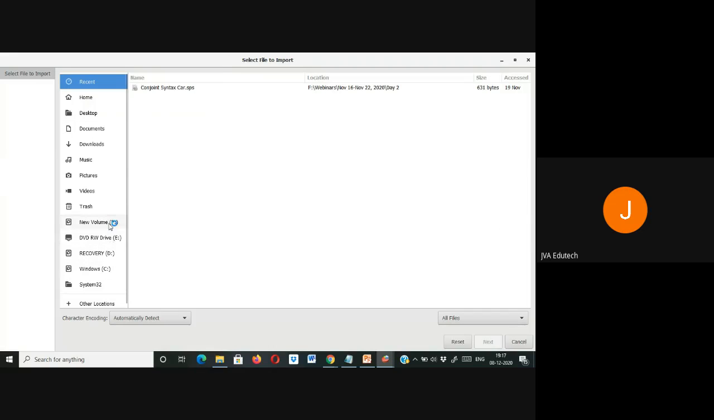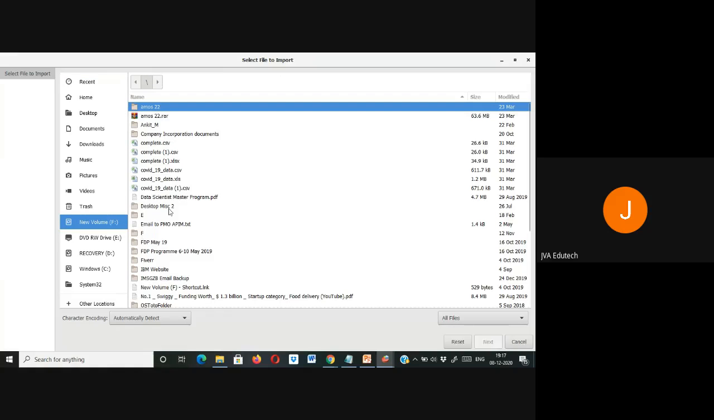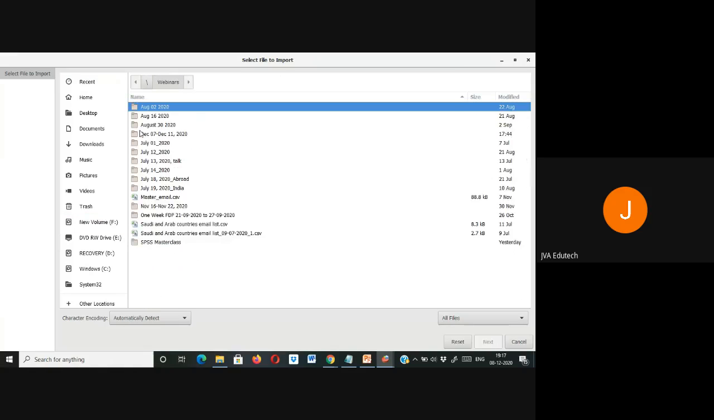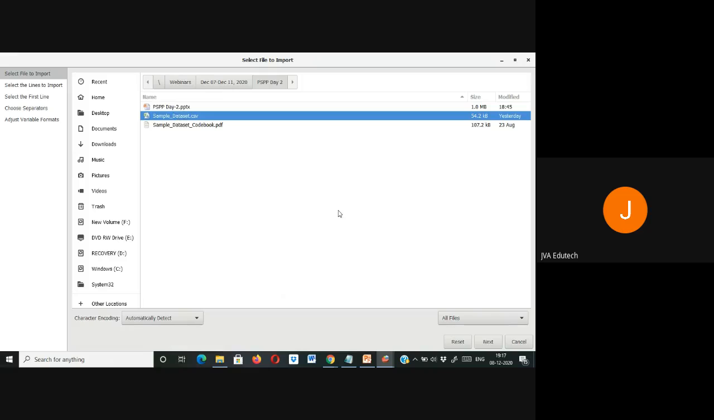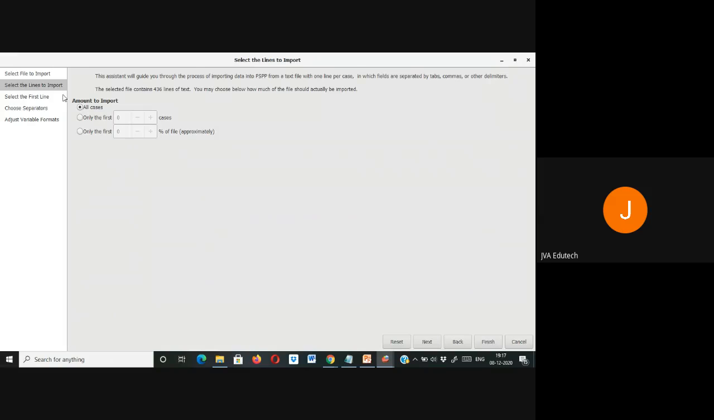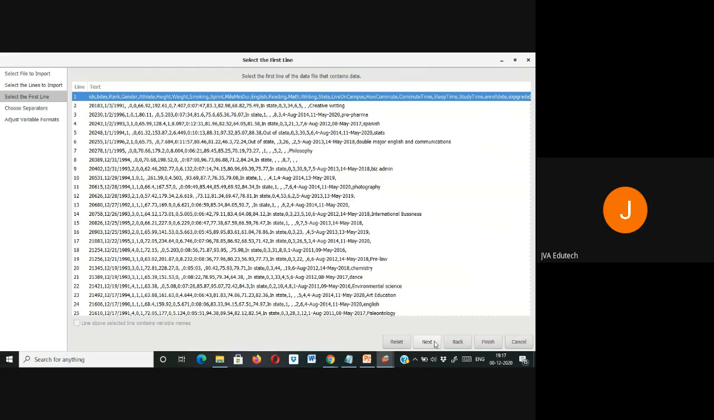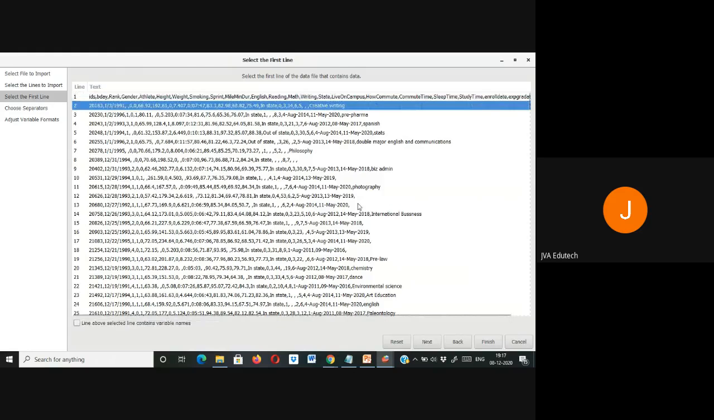I have saved it in the F drive, and it's here. Sample data set. So all cases I want to import, then select next. This is my first data set, first line. So I will select this first line, and I will select that the line above the selected line contains variable names. All these are variable names.